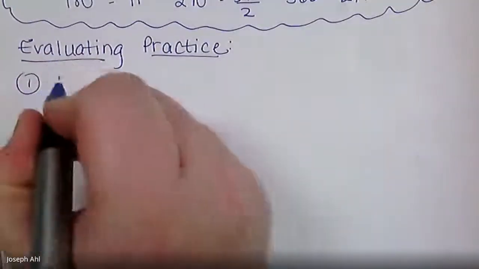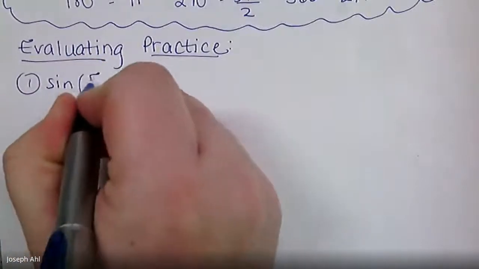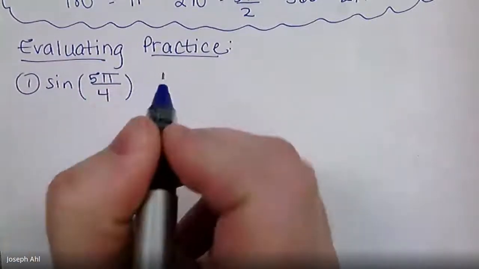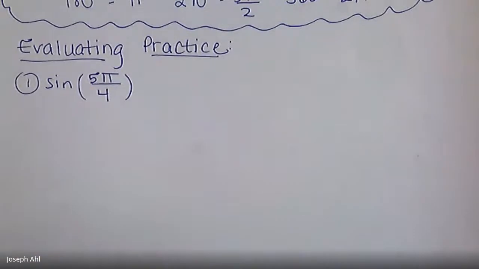So for number 1, I'm going to evaluate something like sine of 5 pi over 4. This is pretty much the same type of thing that we did in Unit 13, except that would have been degrees instead of radians. So we're going to sketch the angle first, figure out what quadrant we're in, figure out the reference angle within the triangle, label the sides, and then do the correct ratio using SOHCAHTOA.